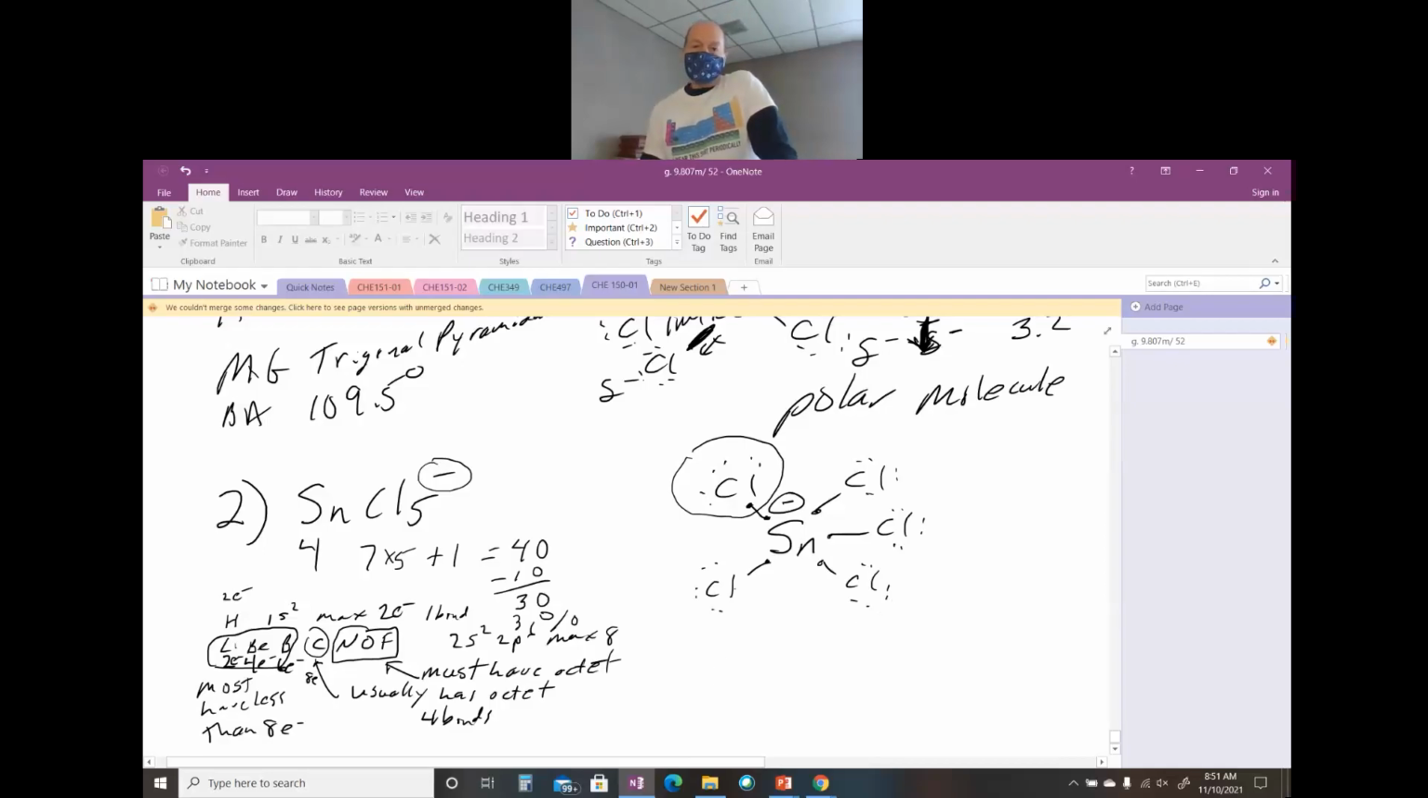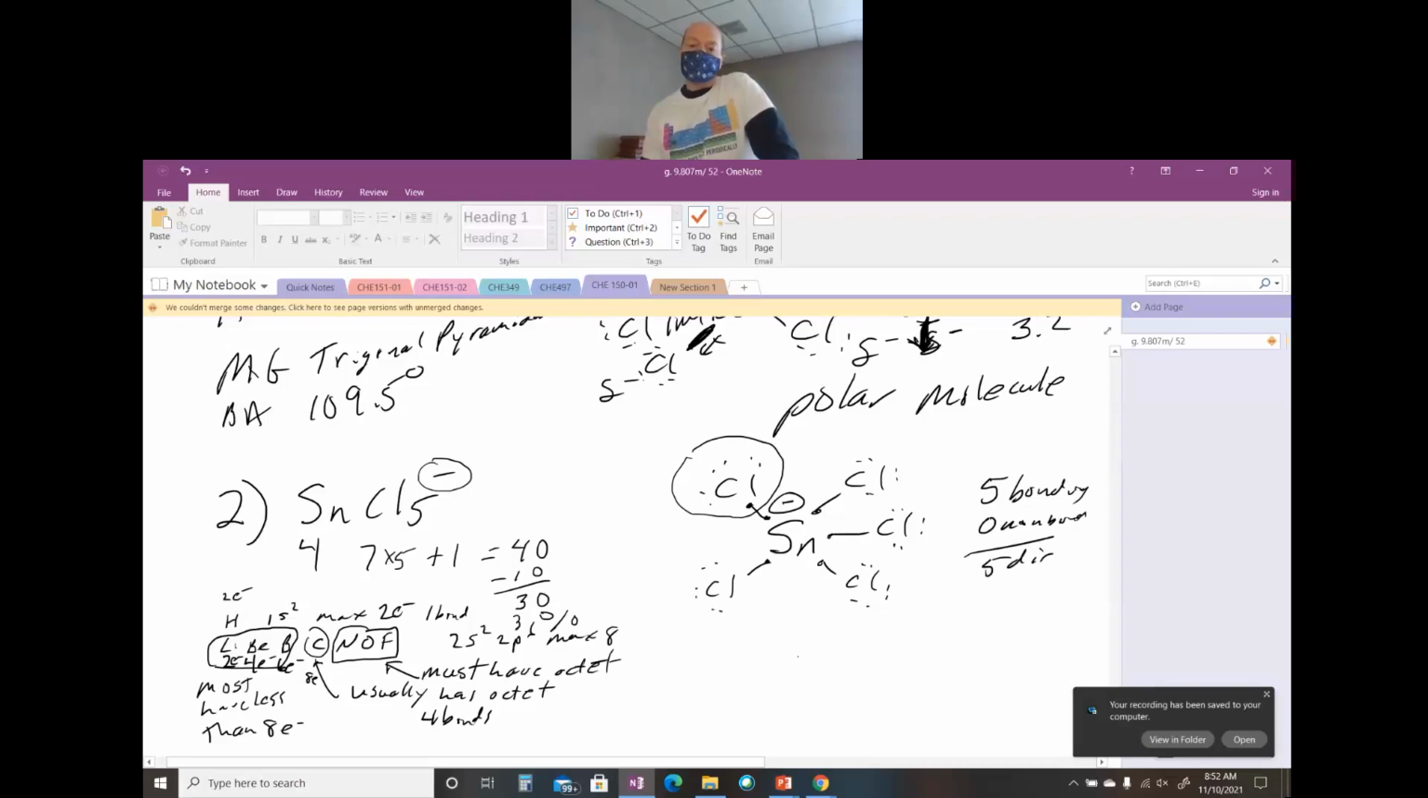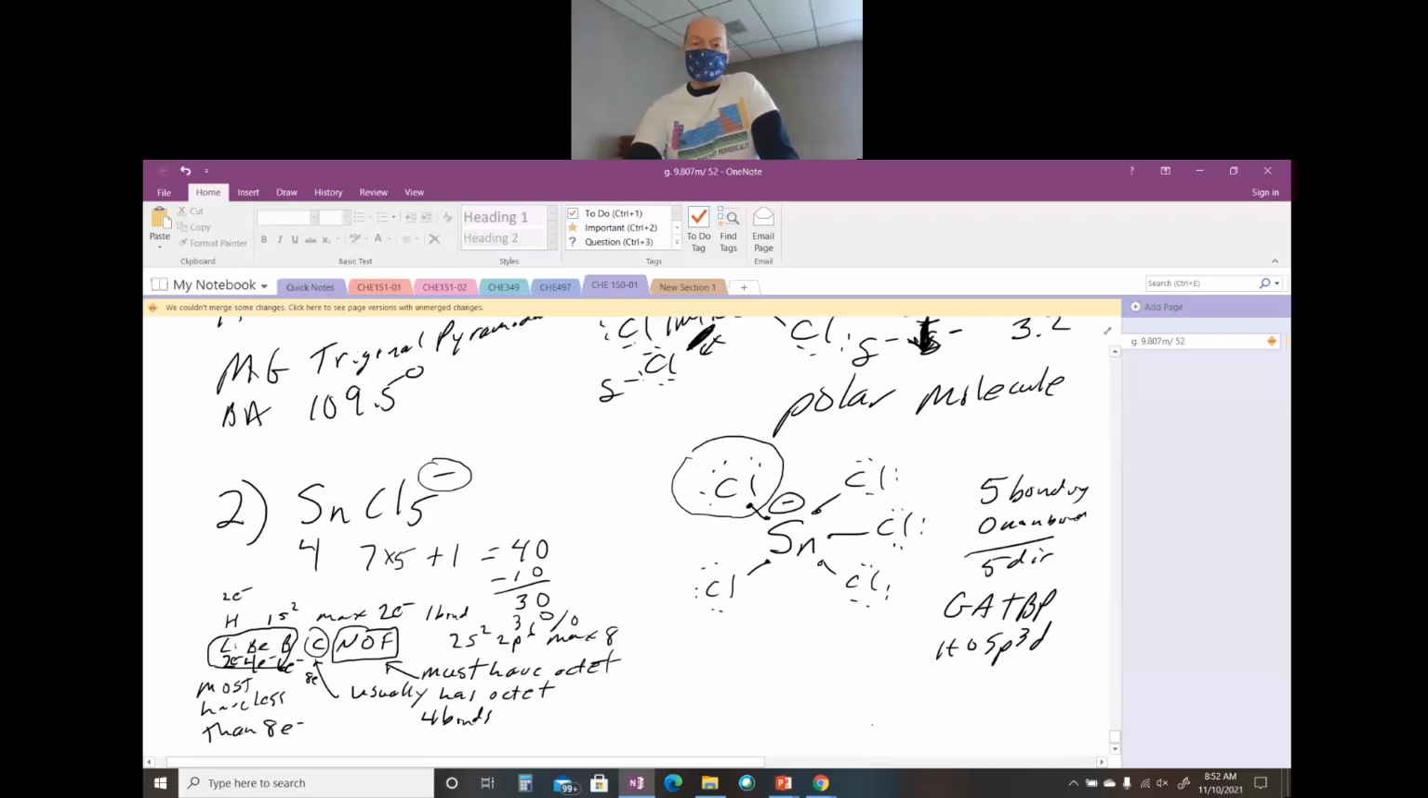All right, so we see that we have 5 directions, and they're all bonding. 5 bonding, 0 non-bonding. So we have 5 directions total. And so we know that the geometric arrangement is going to be trigonal bipyramidal. We know the hybrid orbital is sp3d. All right, so now we have to draw it in 3 dimensions.